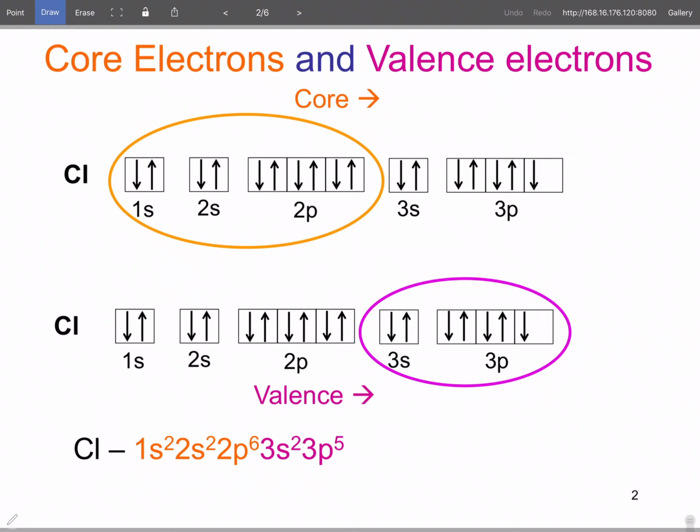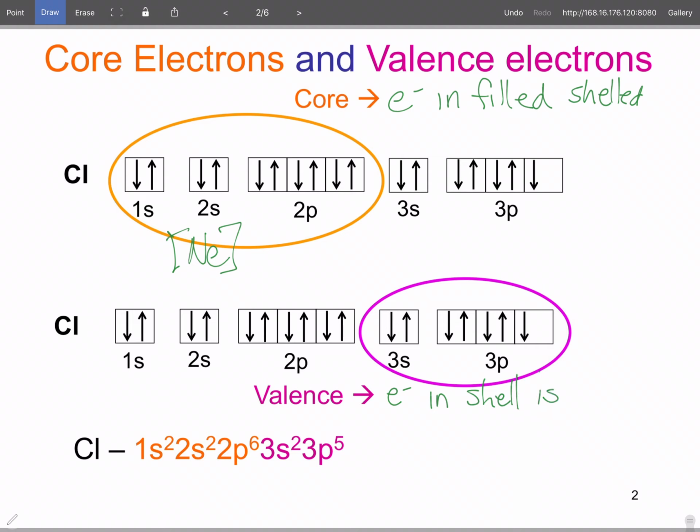Okay, first thing we got to talk about is now that we've done electron configurations, the closed shell. So with chlorine, this would be the neon closed shell. So this is the closed shell. These are the core electrons. These are electrons in filled shells, or what we like to call the noble gas configurations. Okay, the ones outside the filled shell are called valence electrons. These are electrons in the shell that is filling.